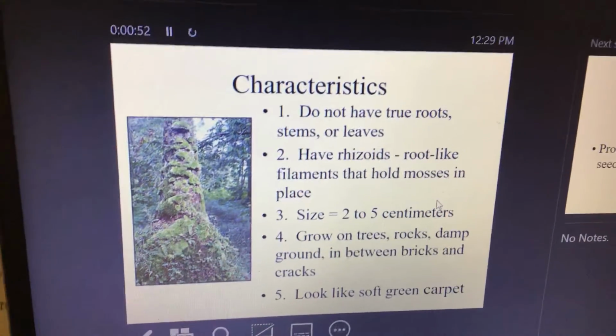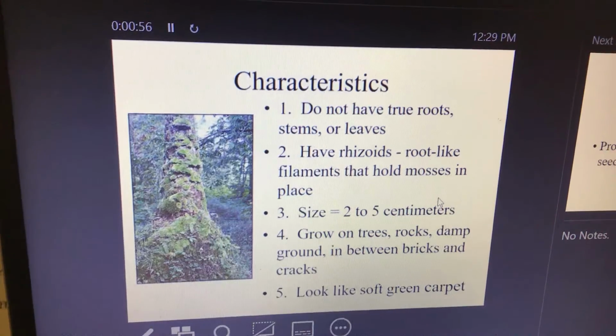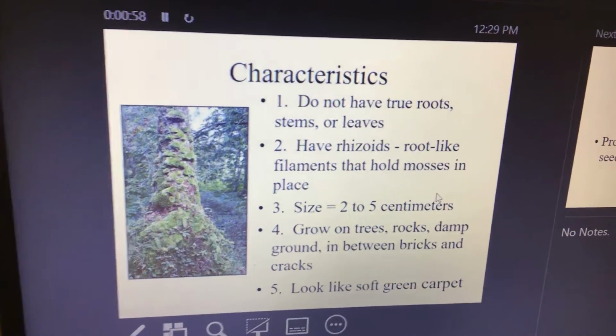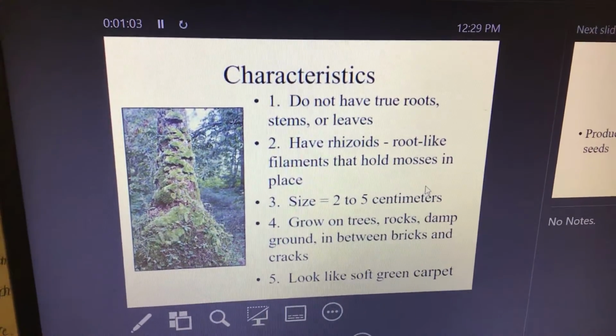Characteristics. Take a minute, write down characteristics and those 5 things there. You need to pause, go ahead. I'm going to go on here.